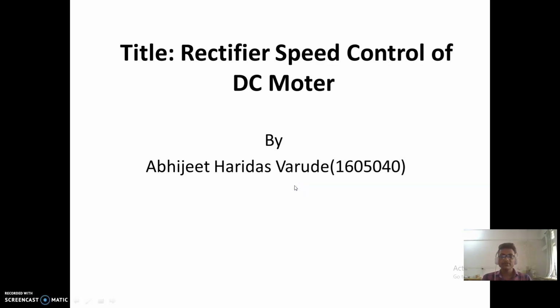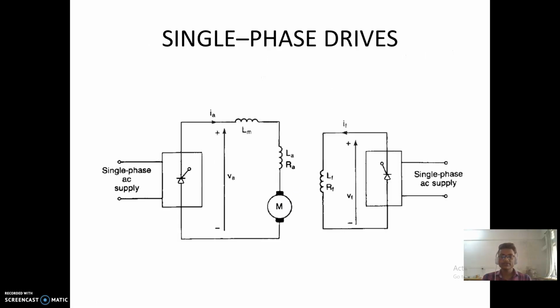Today we are discussing rectifier speed control of DC motor. Now this is the block diagram of single phase DC drives. In this circuit we can see this is the field winding and this is the armature winding.